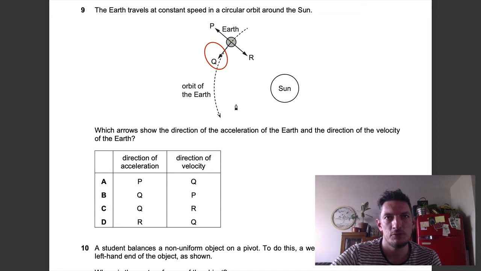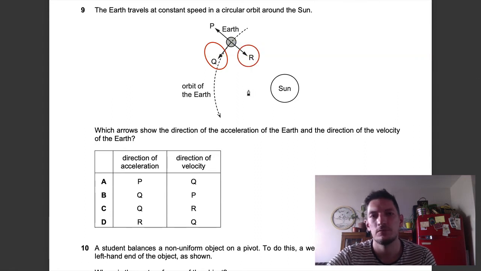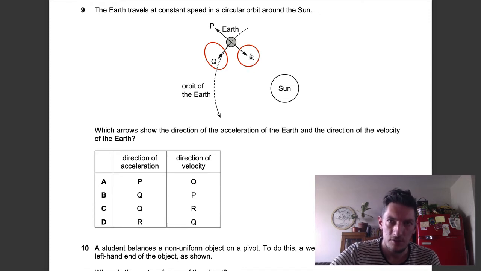There's something that's pulling it inward into a circular path. That's a force. That force is gravity. Gravity acts towards the Sun. And you might remember that force and acceleration are related. F equals ma. That causes an acceleration towards the Sun. Okay? Hence, this is the velocity, and this is the acceleration. Q is the velocity, and R is the acceleration. That gives me answer D.